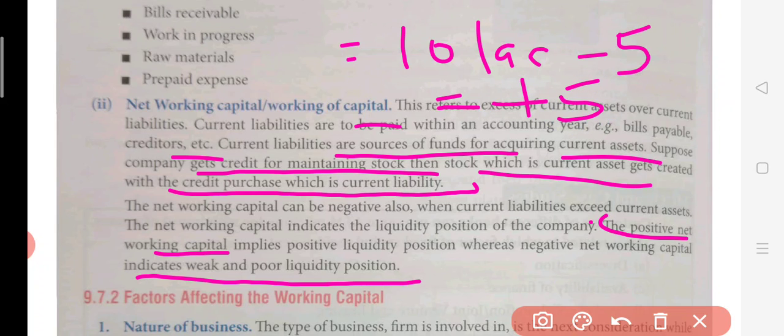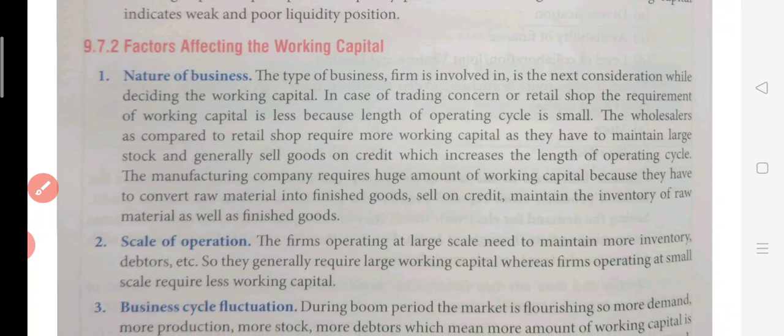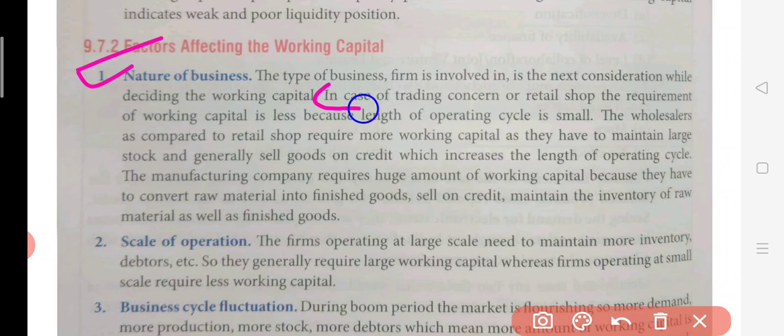This shows the positive net working capital position, which is a sound position, in which you can easily pay your current liabilities. Now, what are the factors which affect working capital? Again, it's the nature of the business. Basically, in the case of a trading concern like an IT company or a retail shop, the requirement of working capital is less because the length of the operating cycle is small.